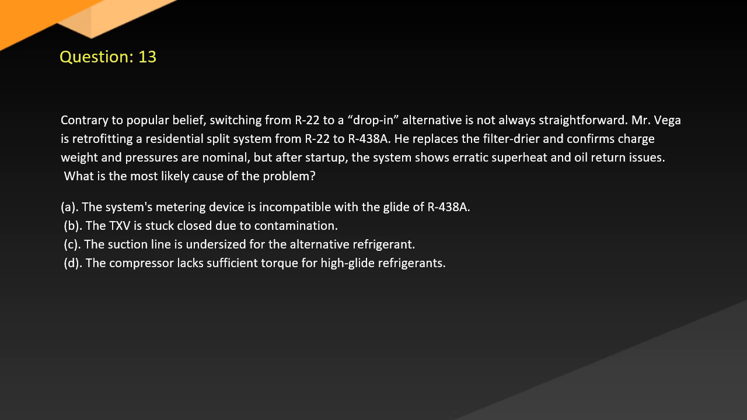A. The system's metering device is incompatible with the glide of R438. B. The TXV is stuck closed due to contamination. C. The suction line is undersized for the alternative refrigerant. D. The compressor lacks sufficient torque for high glide refrigerants.